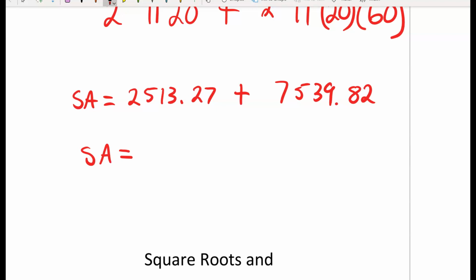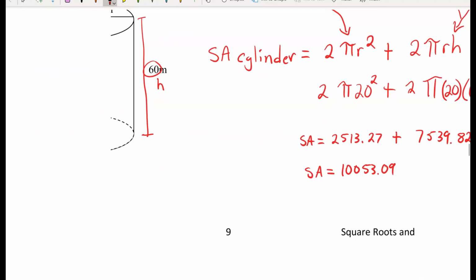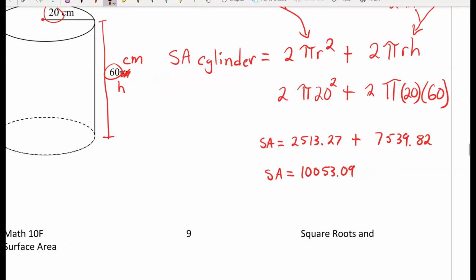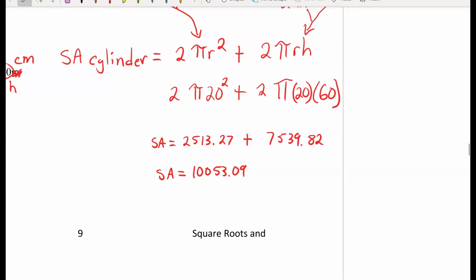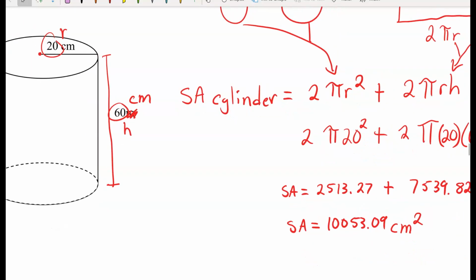So we get 10,053.9. Last thing you want to check is what is our unit? Well, we have centimeters, and this shouldn't be a meter, this should be a centimeter. So we have centimeters, meaning we're going to have centimeters squared as our unit. So one thing to make sure you do is change that 60 meters to 60 centimeters, because 60 meters would be a lot different than what 60 centimeters would be.